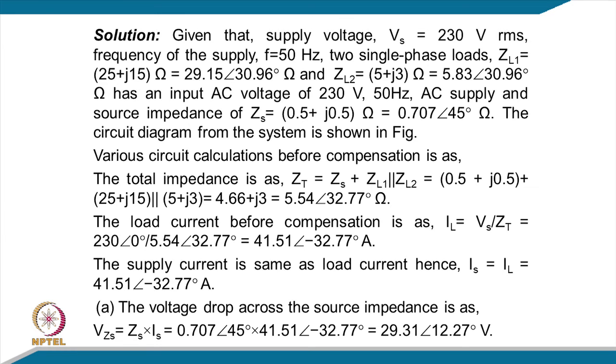So, it comes 5.55 ohm at the angle of 32.77 degree, and the load current will be IL equal to Vs upon total ZT. It comes 41.51 ampere at the angle of minus 32.77, and the supply current is the same as the load current. The voltage across the source impedance will be the source impedance times the current, and it comes 29.31 volt at the angle of 12.27 degree.